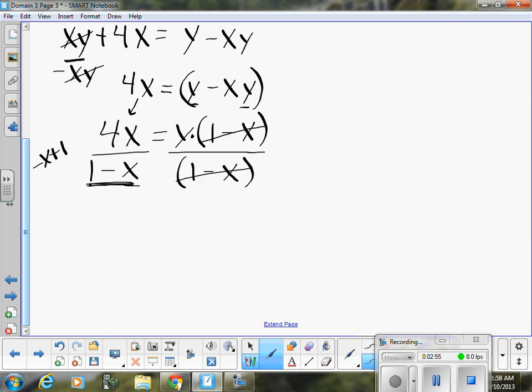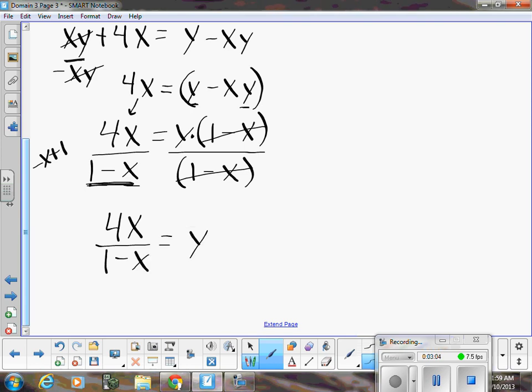Right-hand side stuff crosses off. So your problem is 4x over 1 minus x equals y. Right? So there's your answer.